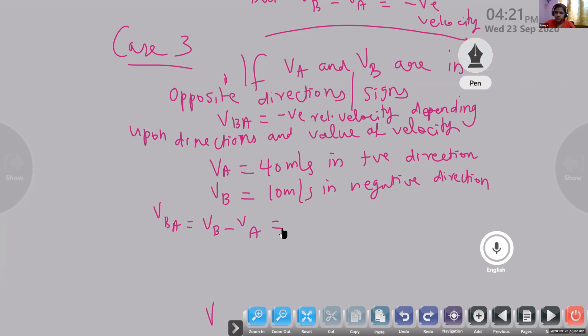Minus 30 meter per second? Minus 10 minus 20, is it so? Because 10 meter per second in negative direction means you have to assume that 10 meter per second is minus 10. VA is 40. Sorry, yes, 40. So what is going to be your answer? It will become minus 50, because minus 10 minus 40 becomes minus 50. So this is the situation.